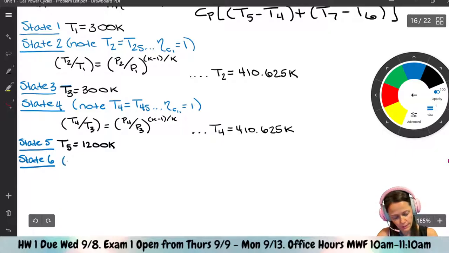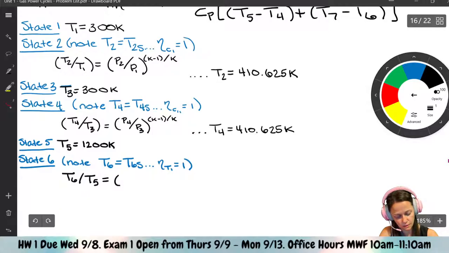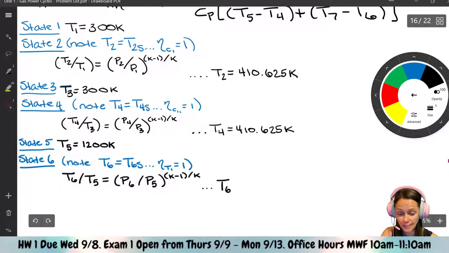And just a note, same thing: T6 is equal to T6s. And that's just because the isentropic efficiency of that first turbine is one. There's a good bit of repetition here, but I guess that's good and bad, right? We have the opportunity to really get it. So (k-1)/k. I end up calculating a T6 of 876.72 Kelvin.